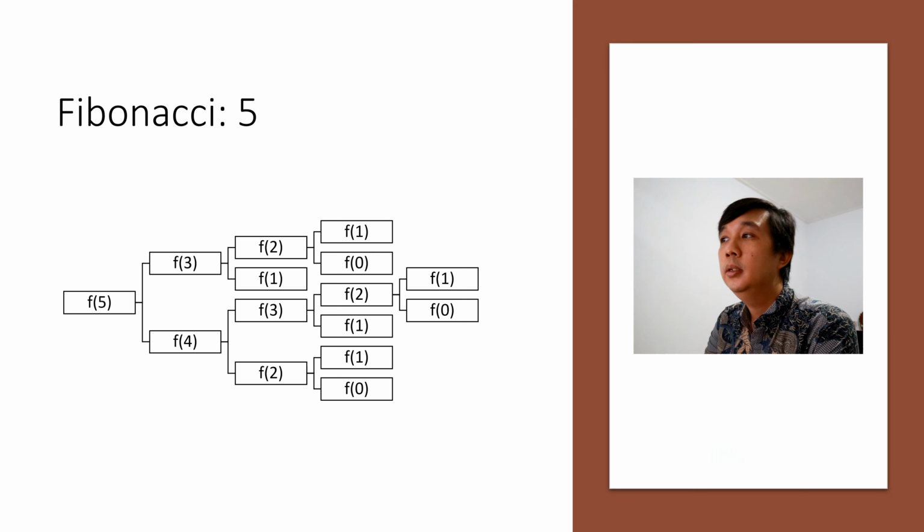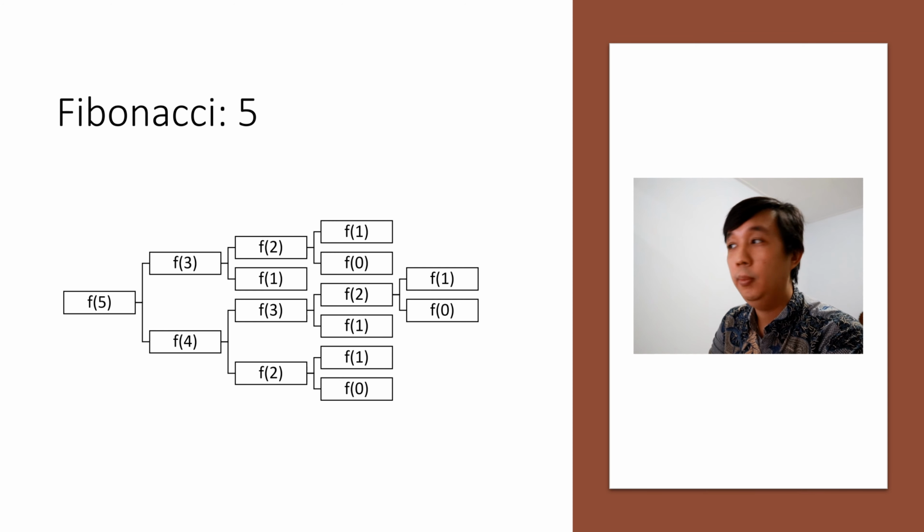I can tell you by hand that the recursion of Fibonacci 5 will call Fibonacci 3 and Fibonacci 4. From here, Fibonacci 3 will call Fibonacci 2 and 1, and Fibonacci 2 will call Fibonacci 1 and 0, and Fibonacci 4 will call Fibonacci 3 and Fibonacci 2. Then Fibonacci 3 will call Fibonacci 2 and 1, and Fibonacci 2 will call 1 and 0, and the last Fibonacci 2 will call Fibonacci 1 and 0. From here, it's easy to see that they are making repetitive calculations, and that is wasting a lot of time and a lot of resources. We must cut it.